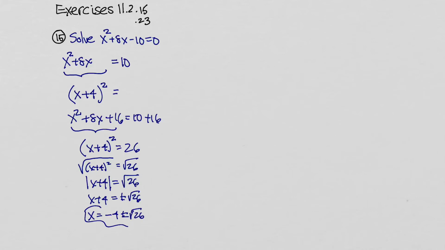Okay, there's our solutions. And if we want to write it like the book's probably asking us to, in terms of a solution set, we would write it, okay, there's our opener, negative 4 minus square root of 26, negative 4 plus square root of 26. There's our two solutions.